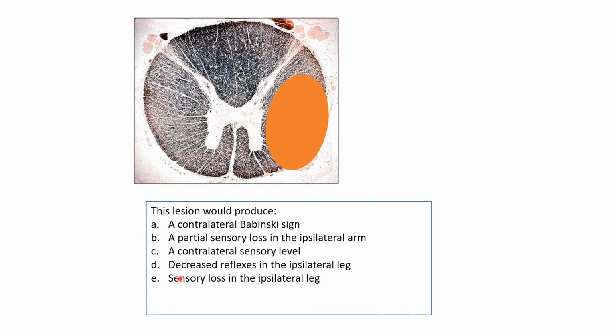And then, in fact, there would be increased reflexes in the ipsilateral leg because you'd have an upper motor neuron lesion on this side. Sensory loss in the ipsilateral leg? No. Sensation in the ipsilateral leg would be preserved here by the dorsal column and by the spinothalamic tract that's traveling here, which picked up the fibers from the leg. So C is the correct answer.